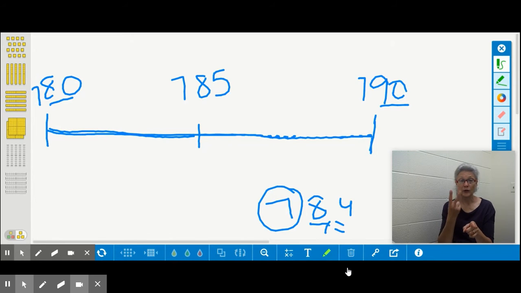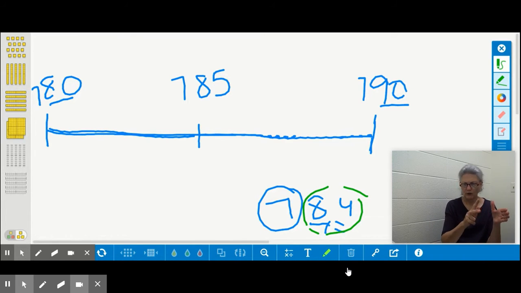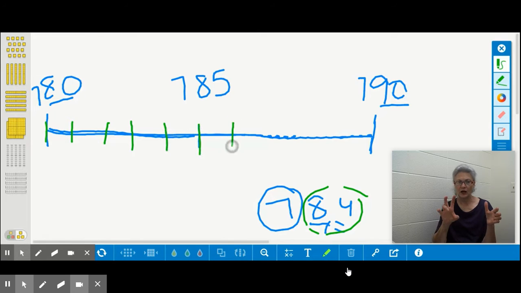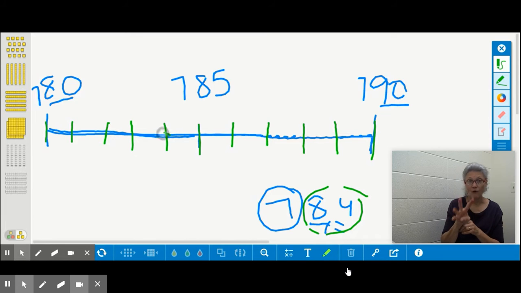Now, looking at the next step, we have to figure out where 784 stands. So since this is only a range of 10 numbers, I can just count from 780 all the way to 790 by ones. So it's 780, 781, 782, 783, 784, 785, 786, 787, 788, 789, 790. Remember, my 784 was right there.